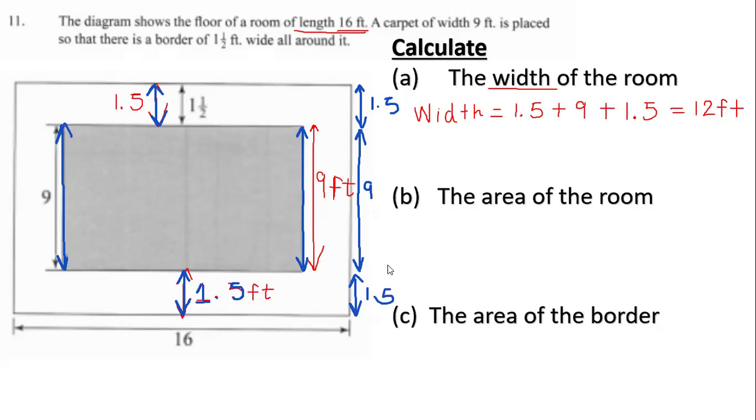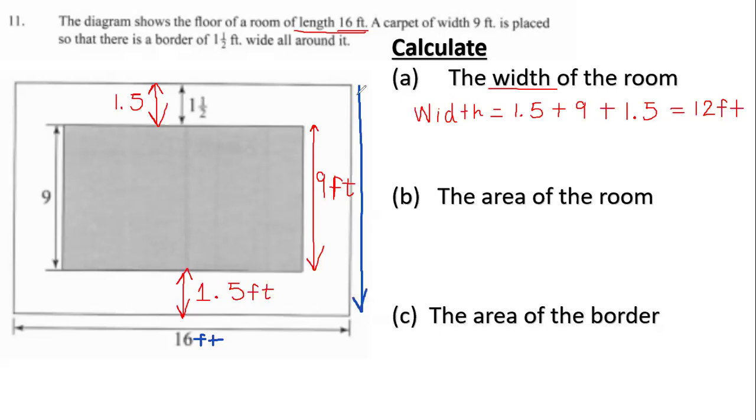Okay, good. All right, so now we know, let me erase all this ink. We know the length is how much? The length is 16 feet. And the width is how much? 12 feet. So if we know that the length is 16 and the width is 12 feet, based on our calculations, what's going to be the area of the room? Length times width.